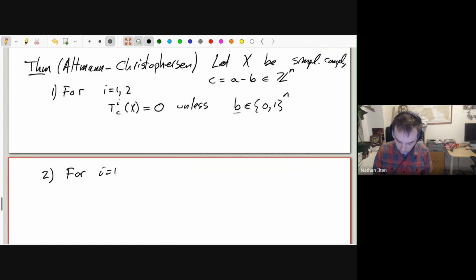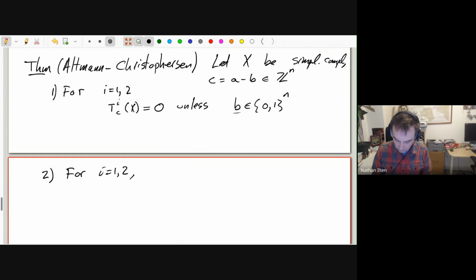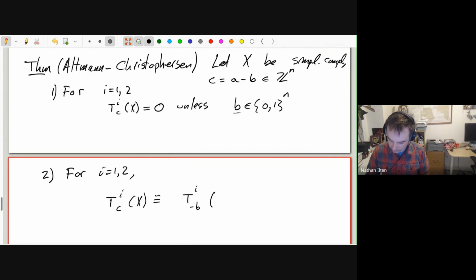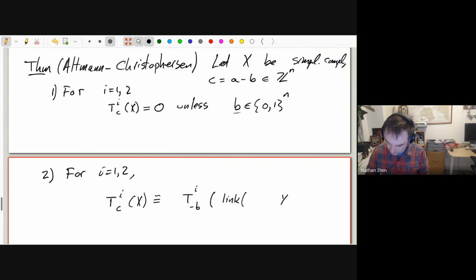So for i equals 1 or 2, we can look at T^i_c(X). And in fact, I can completely do away with the positive part after replacing X by a different simplicial complex. So this is isomorphic to T^i. Now I just have the negative part, so T^i_{-b}. And the complex that I need to take is the link in X of the support of a.